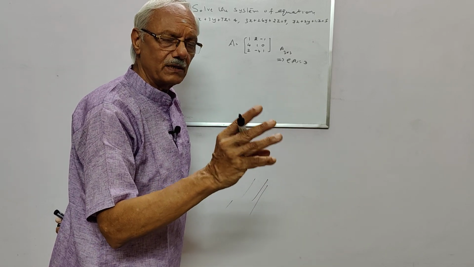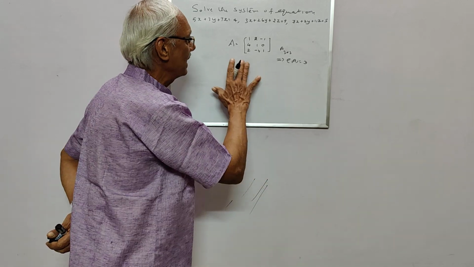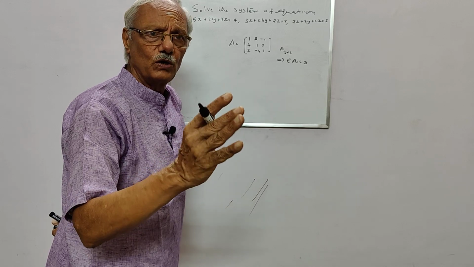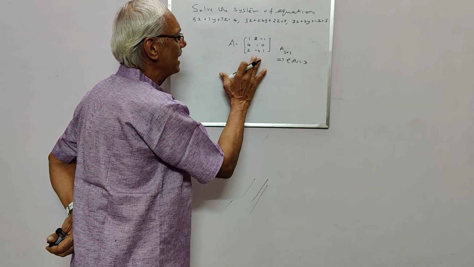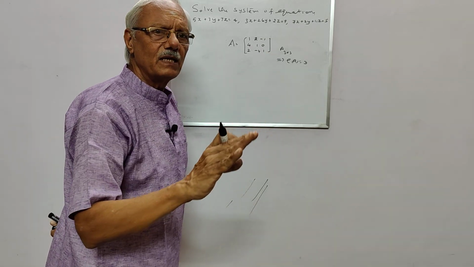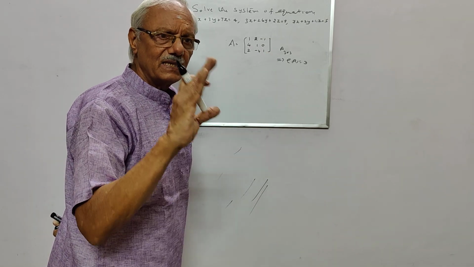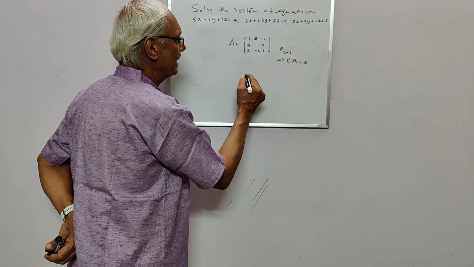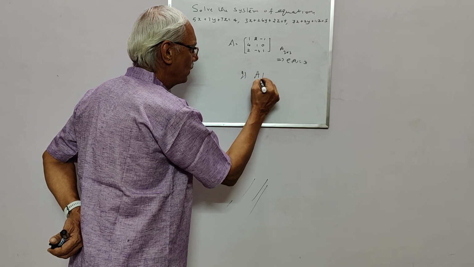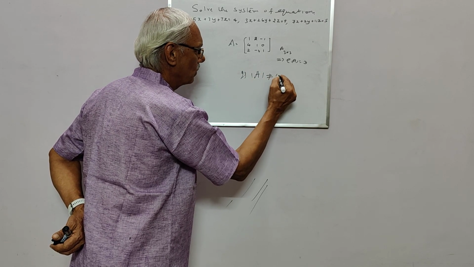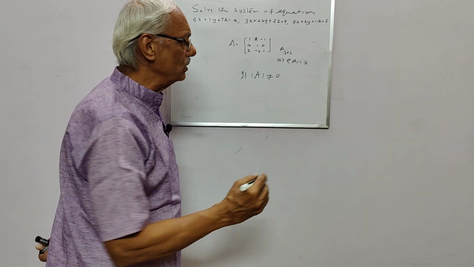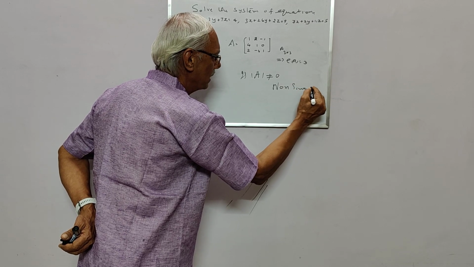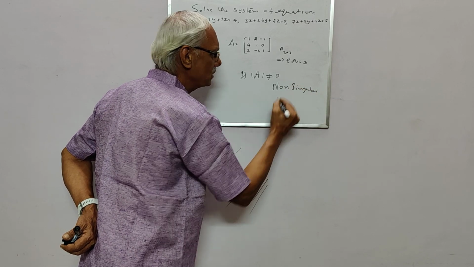Point number 2: I told you that the rank of the matrix will be at the maximum the minimum of the rows and columns. Here the number of rows is 3 and the number of columns is also 3, so the rank of the matrix at the maximum can be 3. Then, if the determinant of A is not equal to 0, this is called a non-singular matrix.